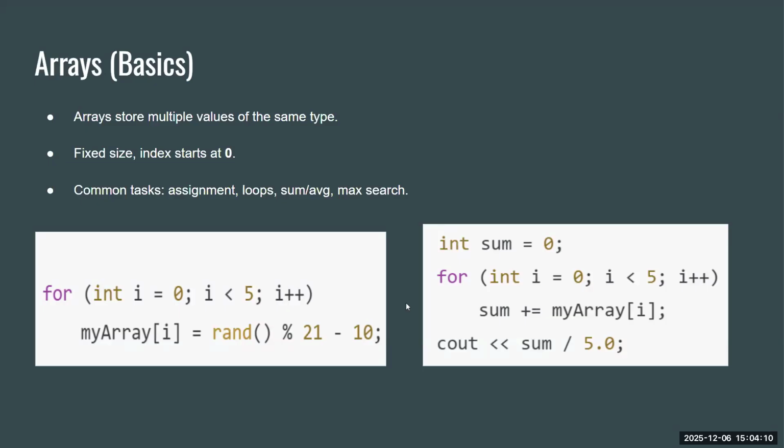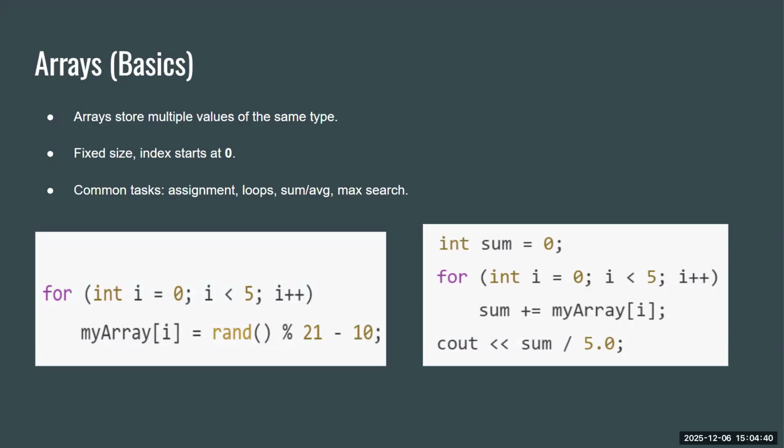Okay, so let's start by reviewing what an array actually is. An array is a fixed size collection of elements, all of the same type, stored in contiguous memory. The most important thing to remember is that arrays cannot grow or shrink. Their size is determined at the moment you declare them. Now, arrays use zero-based indexing, meaning that the first element is at index 0 and the second element is at index 1 and so on.